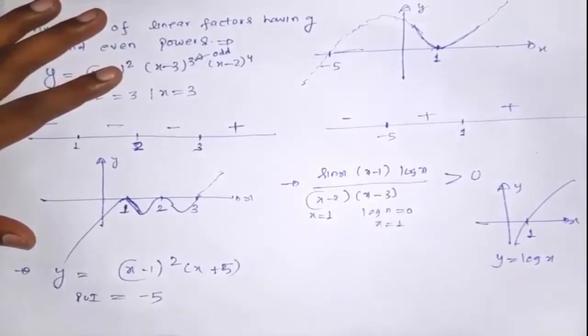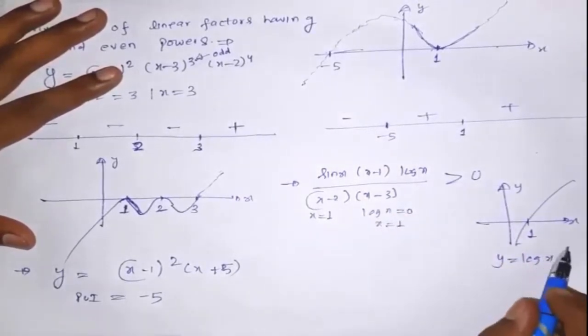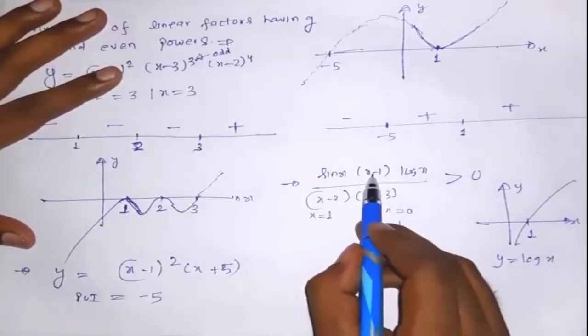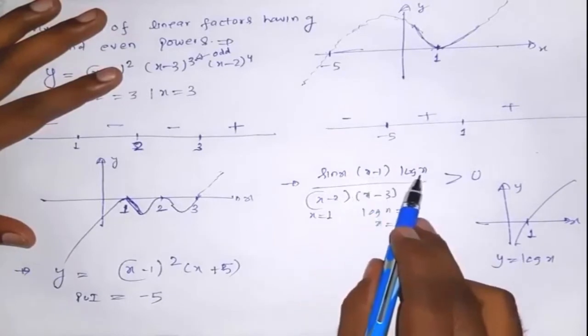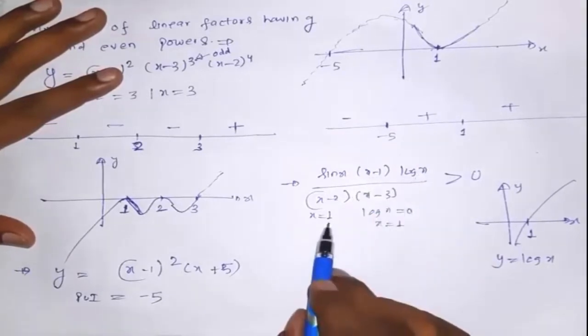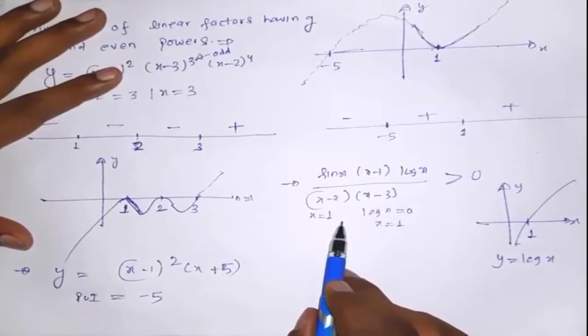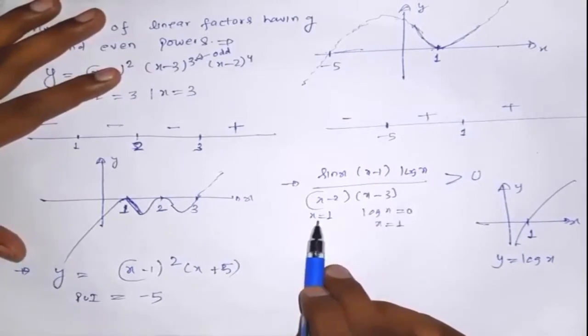For x greater than 1, log x will be positive. For x less than 1, log x will be negative. So here x equals 1 for this factor. For this factor also, log x equals 0. If we put log x equals 0, x equals 1.